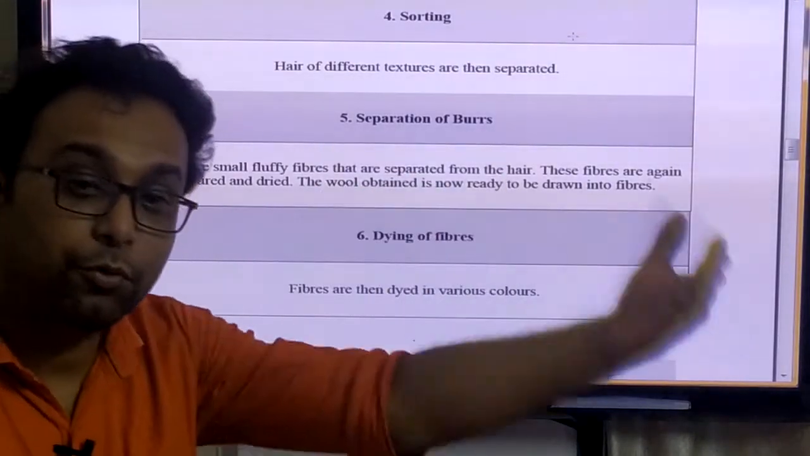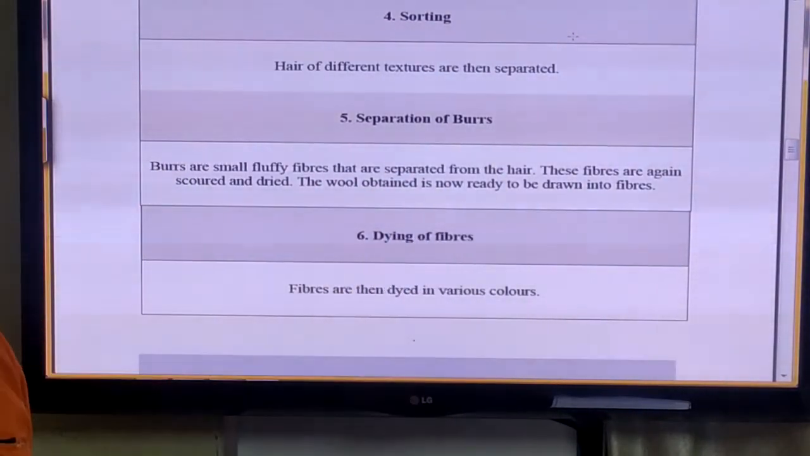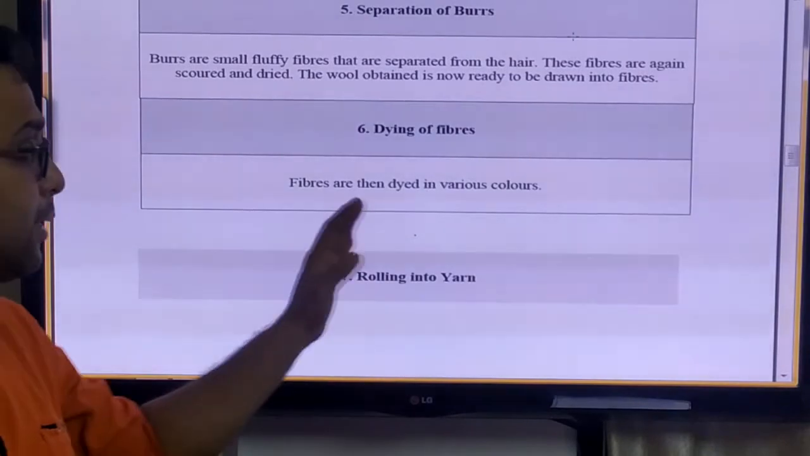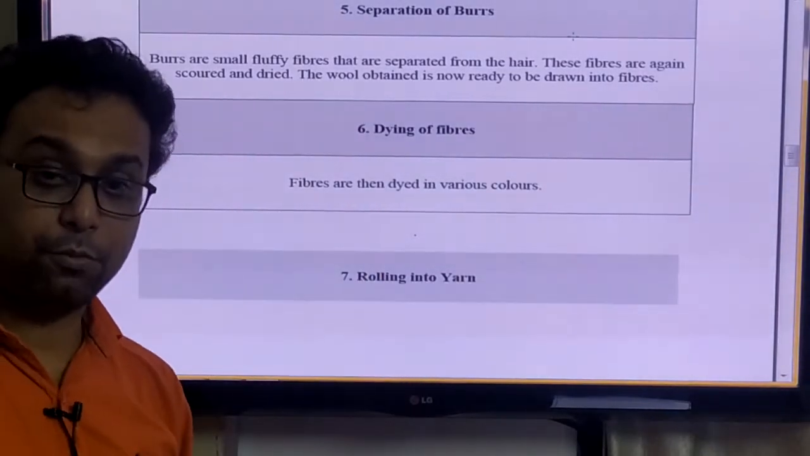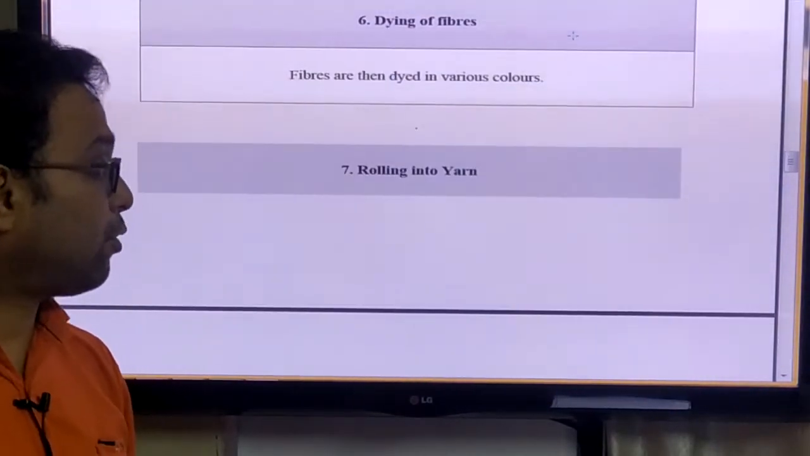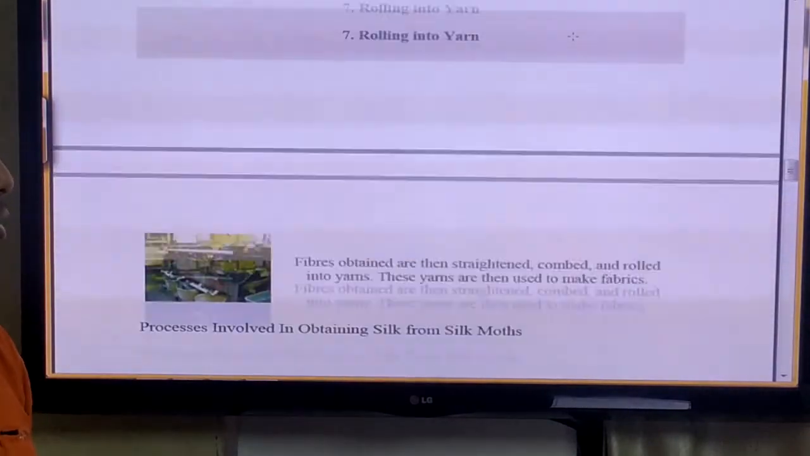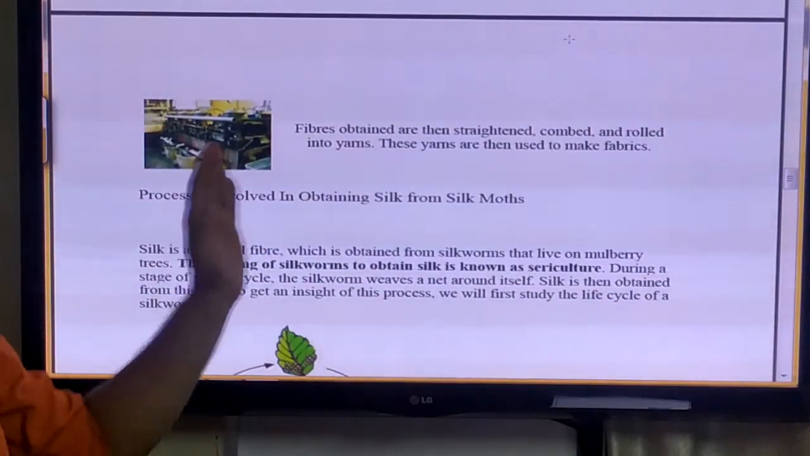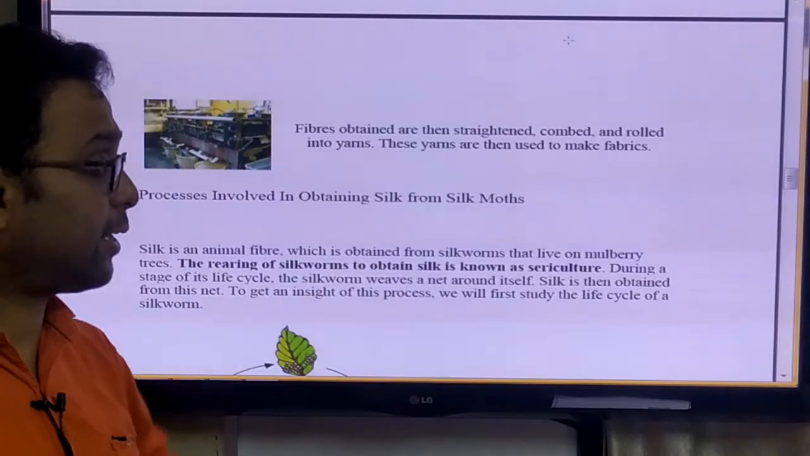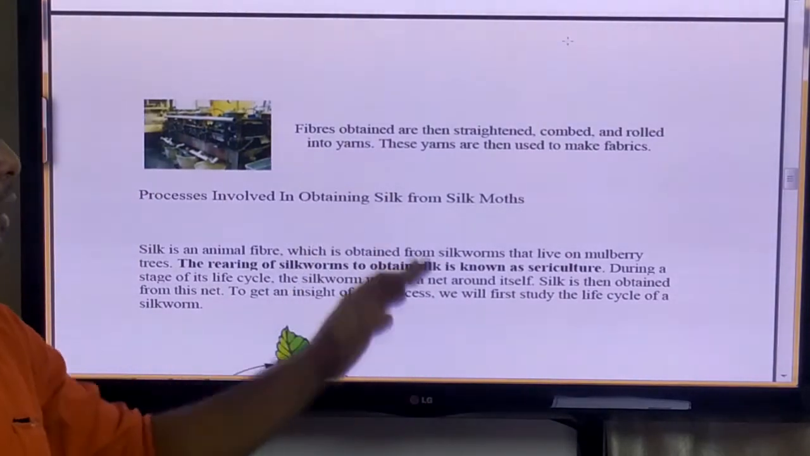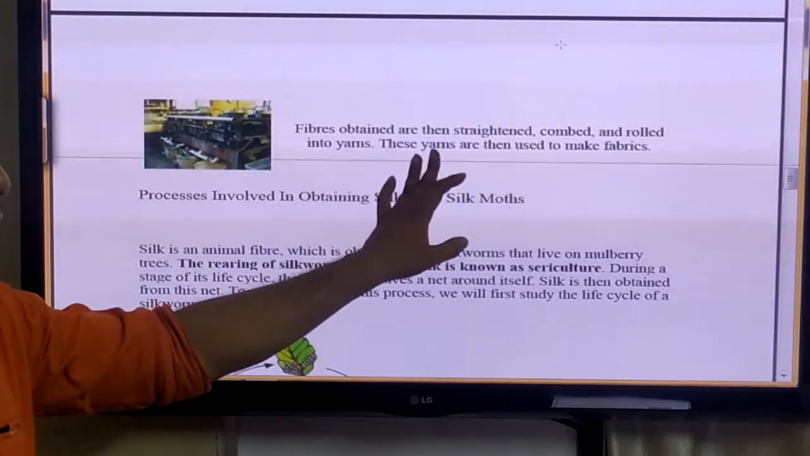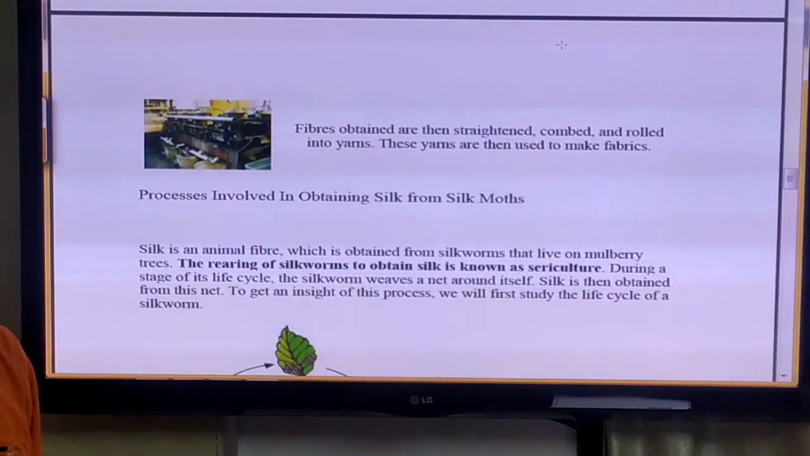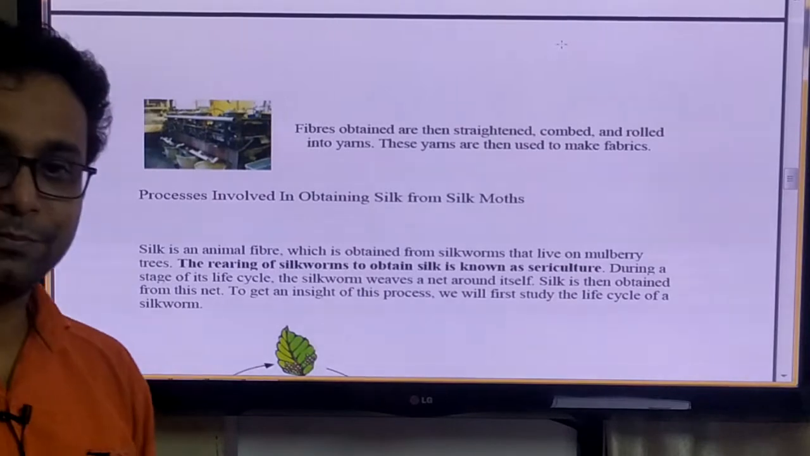Now it is converted to fibers. The fibers are dried, put into different colors and rolled into yarn. The fibers are straightened, combed and rolled into yarns, and these yarns are then used to make fabrics. So these are the different steps, which are very useful.